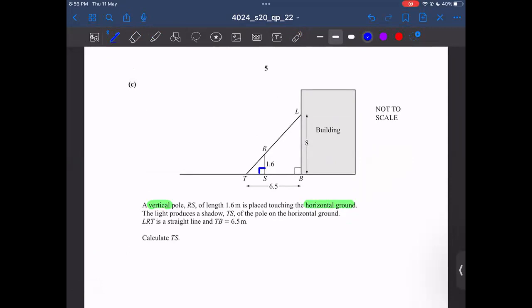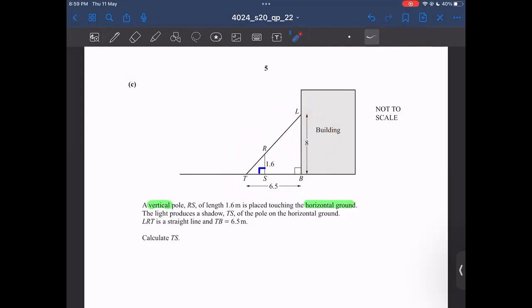The light produces a shadow, TS. This is the shadow TS of the pole on the horizontal ground. LRT is a straight line, and TB is 6.5. They're asking you to calculate TS. Since you are making a small triangle that is made in the larger triangle by cutting off the larger triangle parallel to its side.